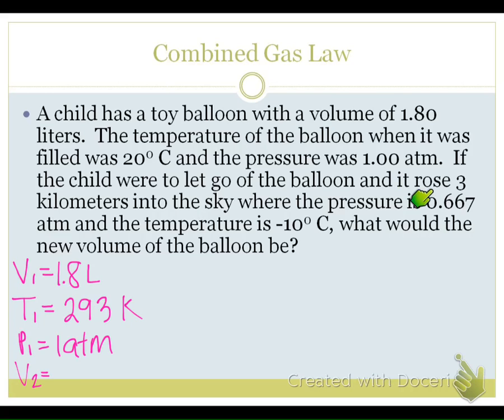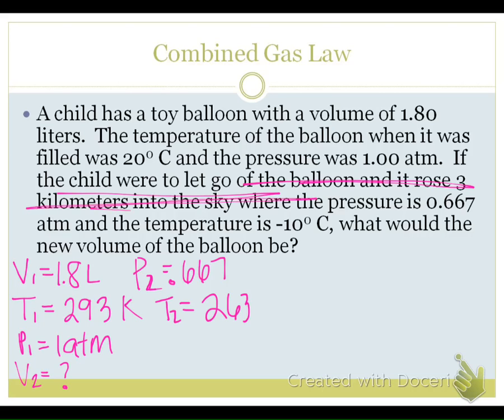Okay, V2. Do we know what V2 is? No, that's what we're solving for, so that gets our question mark. Up here it tells us the pressure is 0.667. What variable goes with that? P2. Good. And finally, what's this negative 10 degrees Celsius going to be? 263 Kelvin. Good. T2, our final temperature, is going to be 263 Kelvin. Even though we had a negative degree Celsius, we're still going to add 273 to that. What about the 3 meters? Do we care about that? No, we don't care.